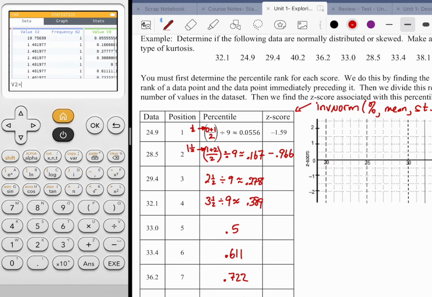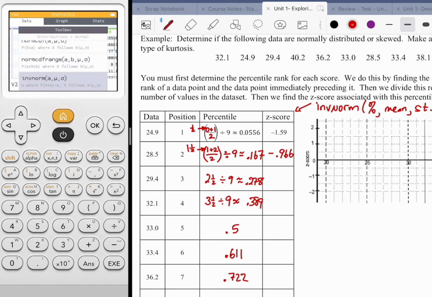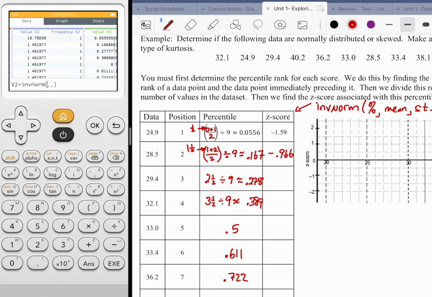I'm going to select that inverse norm function. So go back into the toolbox, but instead of putting in whatever that individual probability or area was, or percentile, I'm going to put the values in V3. So shift, alpha, division, shift, alpha, division, shift, alpha, division. Fat fingers aren't working right today. Actually, I can't even tell. Yeah, that's definitely lowercase still.